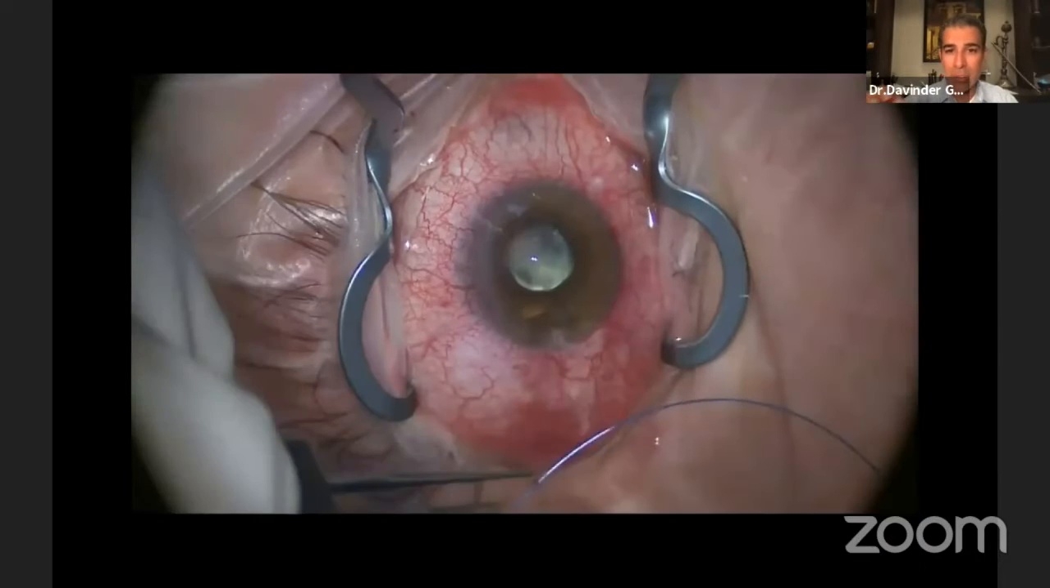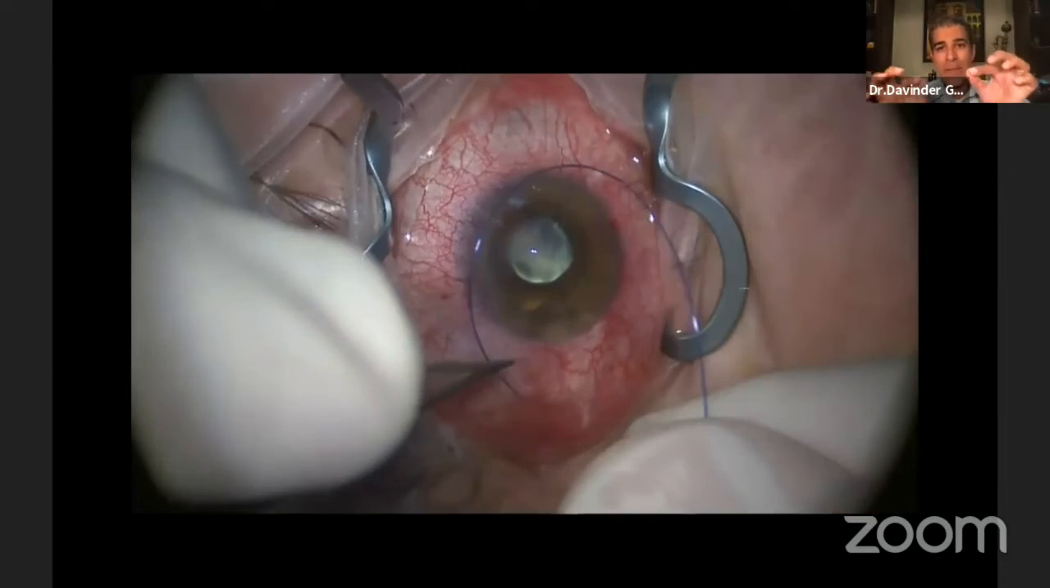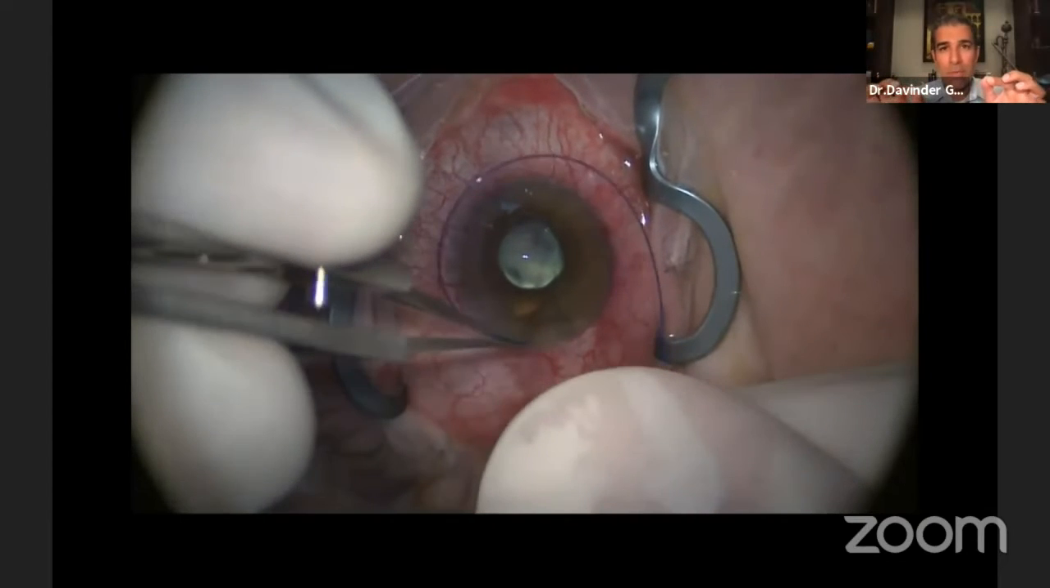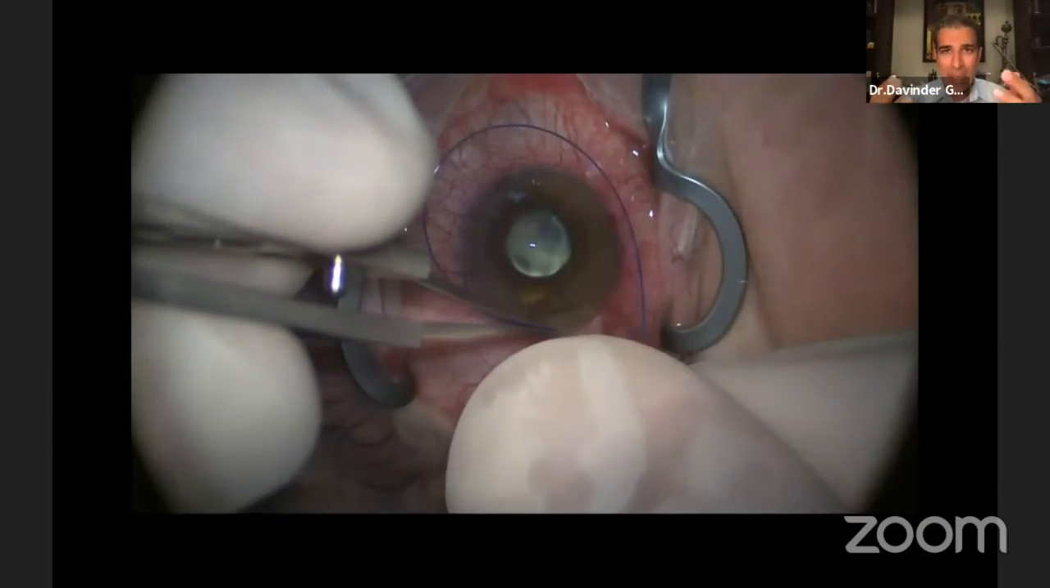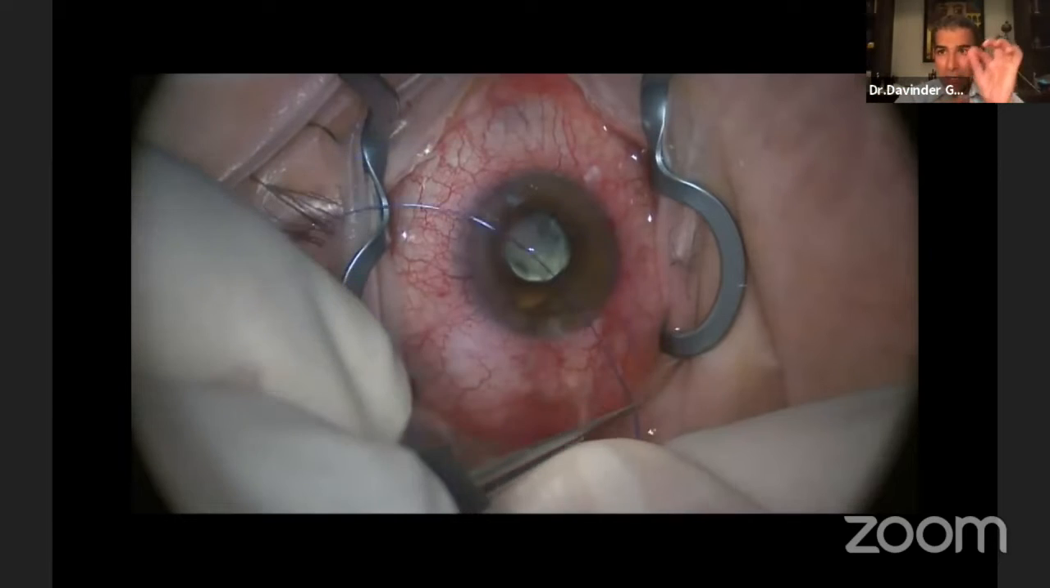Now, this is what I like to do: I will estimate the outer circumference of Schlemm's canal. It doesn't have to be exact, but basically, and I'll kink that suture.